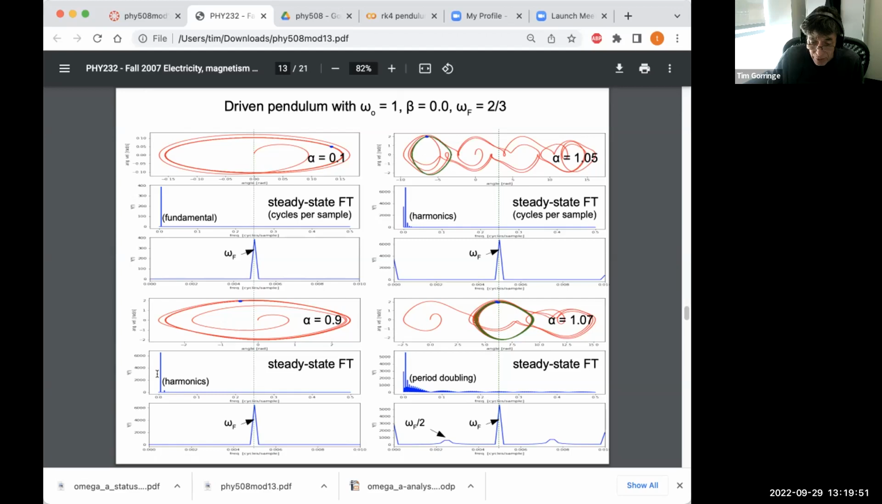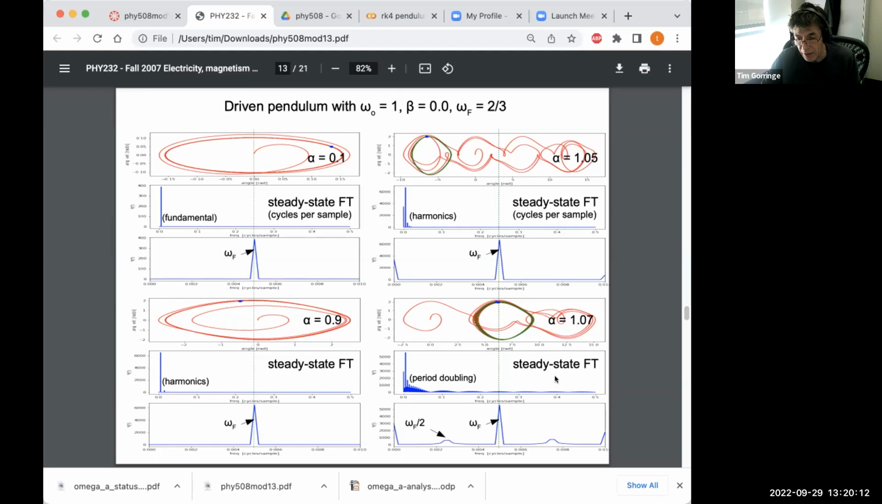You see the fundamental frequency is the large peak. A higher harmonic is the smaller peak. And that's a signal that you've not got simple sinusoidal motion. Rather, you've got some more complicated, still periodic motion. So that's happened in that transition.